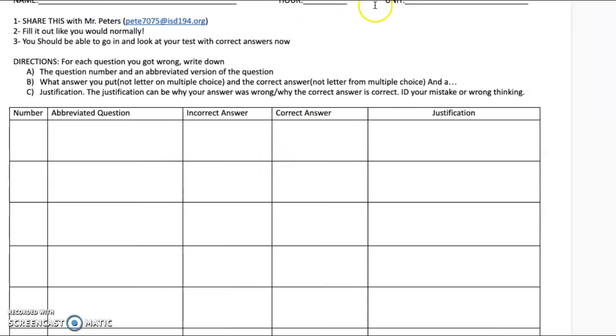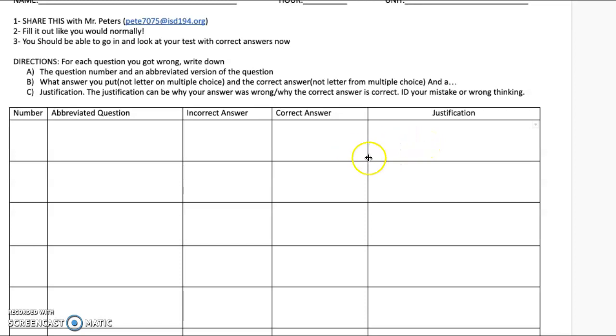name, hour, and the unit, unit 10 for us if this is physical science, whatever unit we're in. Share this document with me. There's my email. And then fill it out like we'd normally. Put the number. You could copy and paste the question in there, the incorrect answer, and justification. So maybe it's a math problem, put in the math.